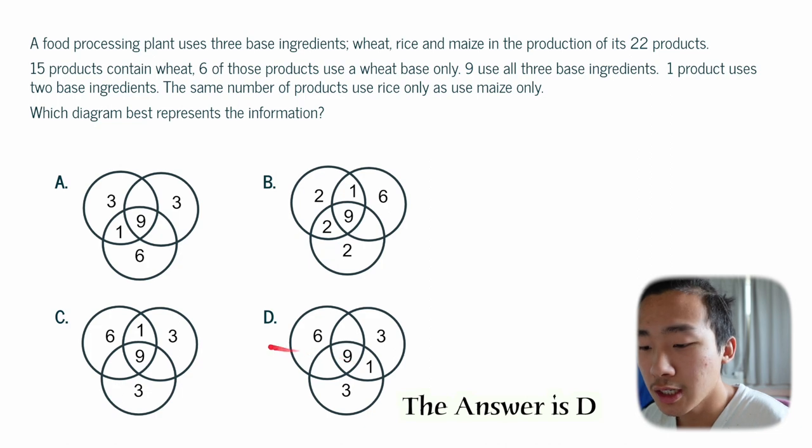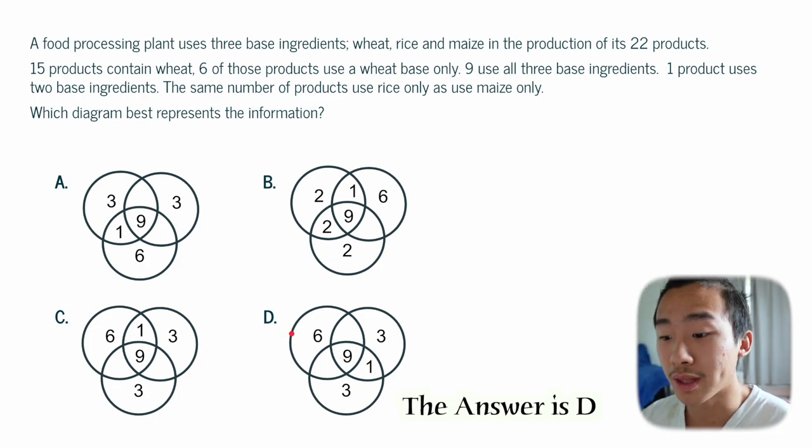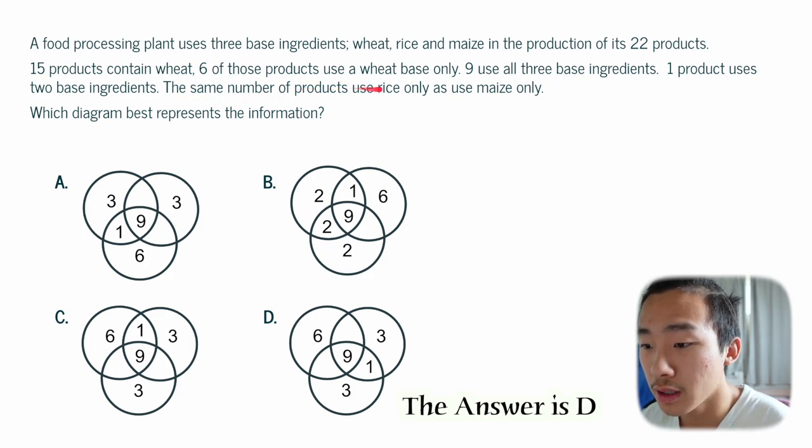So D is likely to be the only one that's correct, and let's just confirm the rest. The same number of products use rice only as use maize only. So 3 and 3, all in the individual circle, and that definitely looks correct to me. So the correct answer for this question is D.